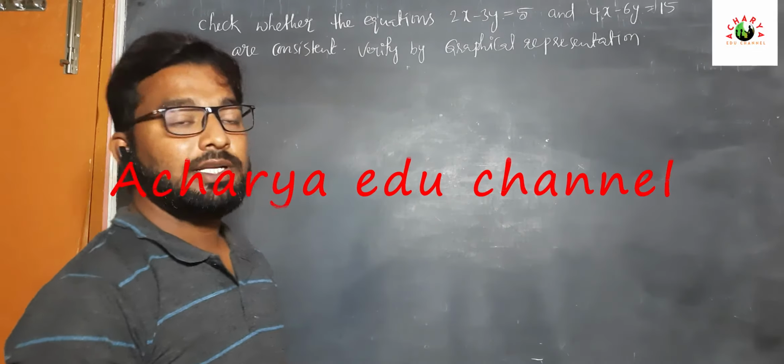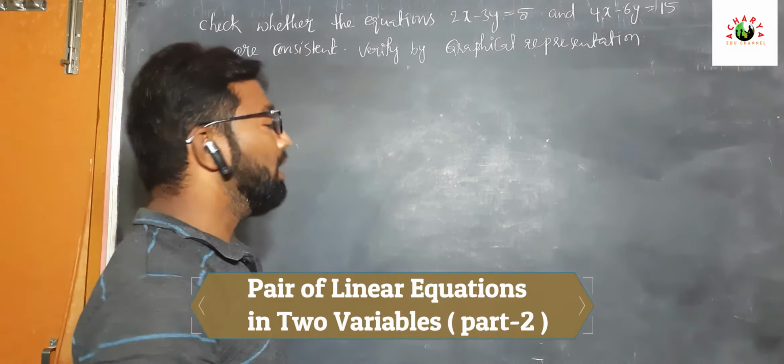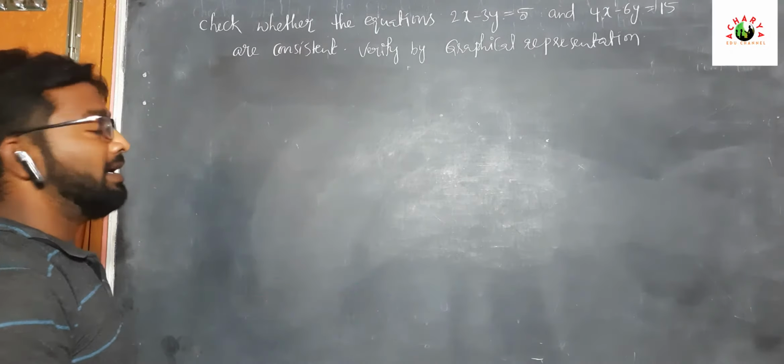Last class we discussed intersecting lines by using the graphical method. Now we are going to check parallel lines by using graphical representations. So how do we know whether the given equations represent parallel lines?